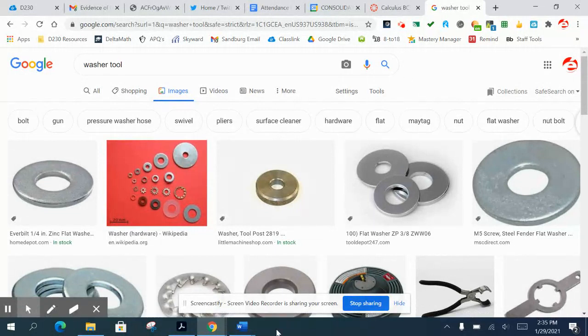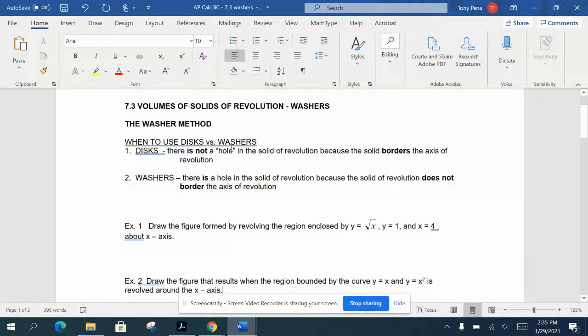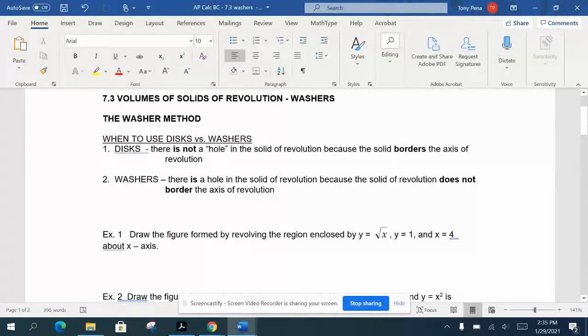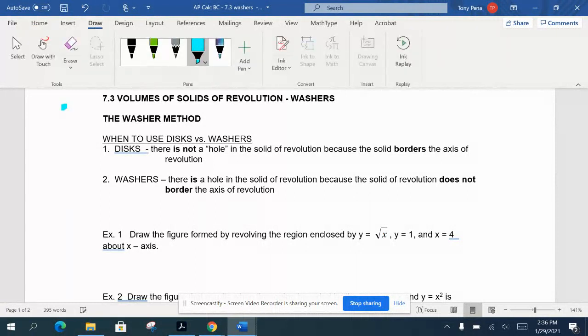So that's a washer. The notes for the day is called the washer method, and it is still dealing with this idea at the top, volumes of a solid of revolution. So yesterday, or today, I guess, today's Friday for me, but whenever you're going to watch this, the last set of notes we did the disk method, there was not a hole in our solid when we revolved it.